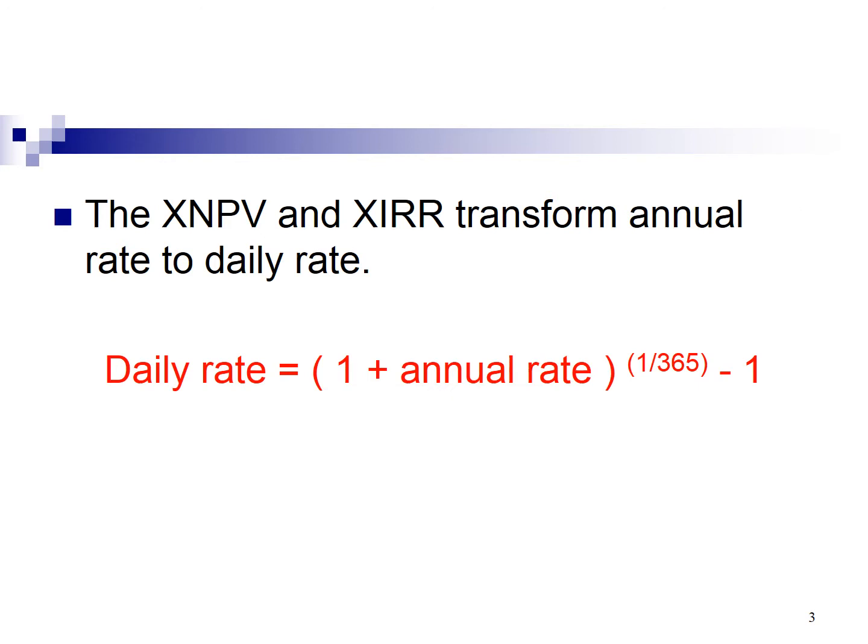Take note of this formula. It shows how the annual interest rate is converted into a daily interest rate with the compounding effect considered. The XNPV and XIRR transform the annual rate to a daily rate. These two functions work by discounting each cash flow at the daily rate.